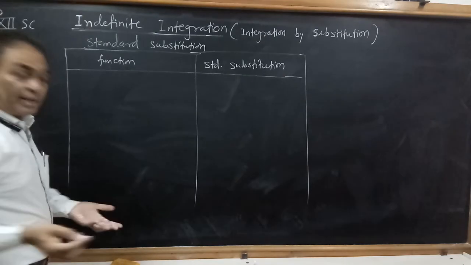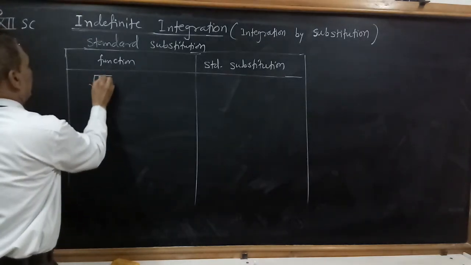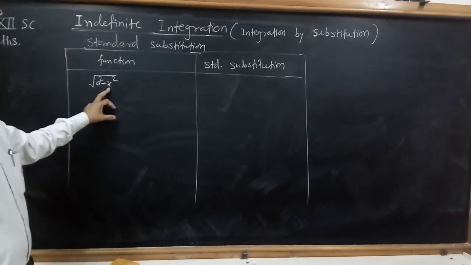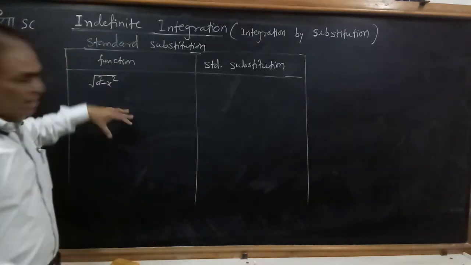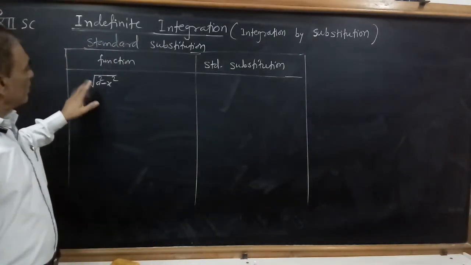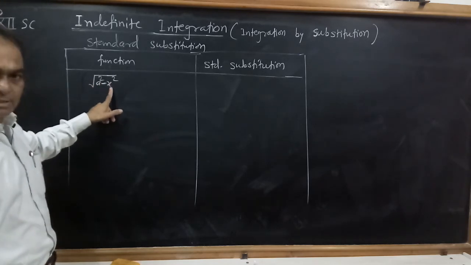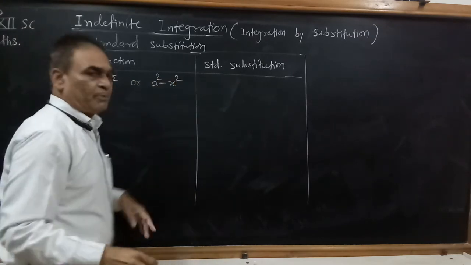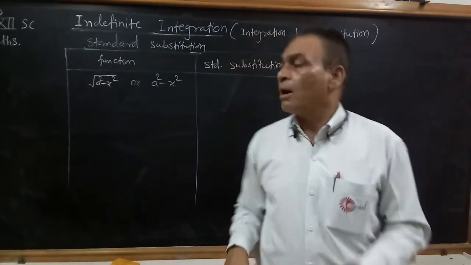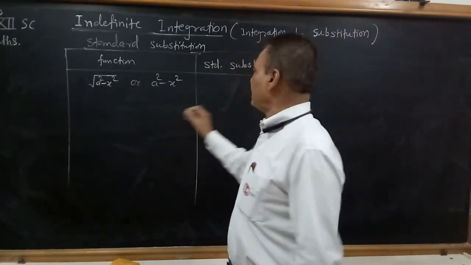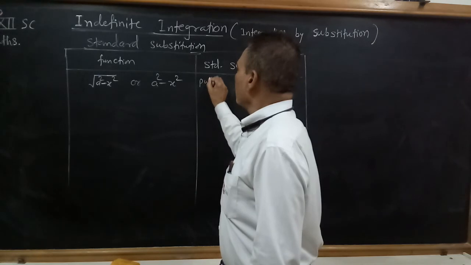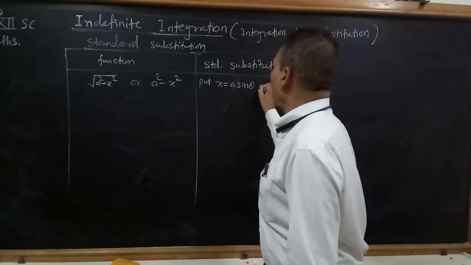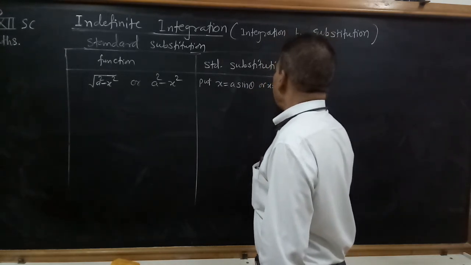If your integrand quantity is like this, under root of a square minus x square, or under root of x square minus a square, it may be in the numerator, it may be in the denominator, but integration of root of a square minus x square, or only a square minus x square, it may be numerator, it may be denominator, but the function is like this. At that time use the standard substitution x is equal to a sin theta or x is equal to a cos theta.